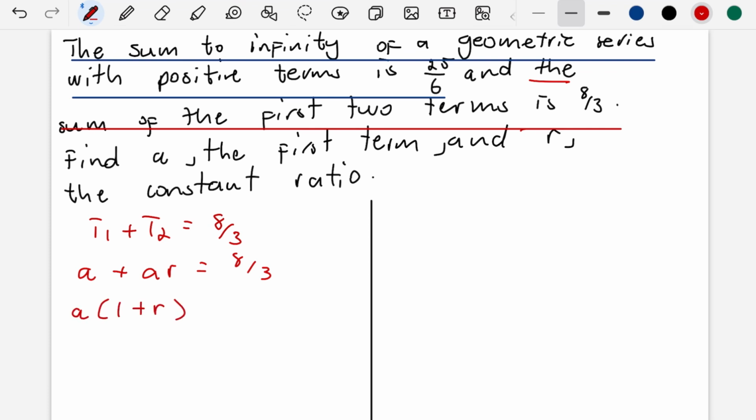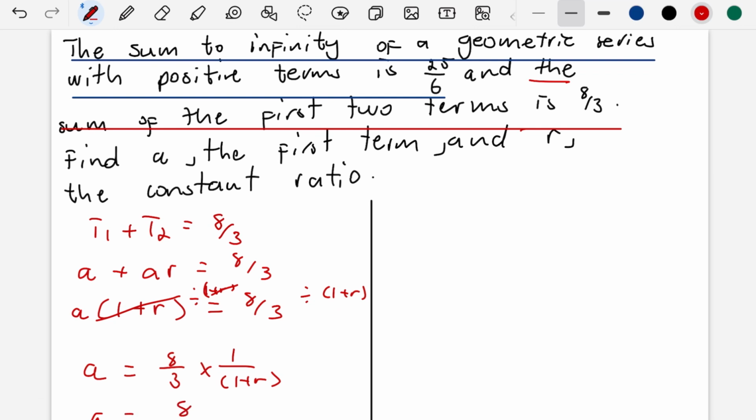Now I can make a the subject of the formula if I just take a as a common factor here. In brackets, I'll have 1 plus r. Then I can divide both sides of this equation by 1 plus r, so that the 1 plus r disappears, and I'm left with a is equal to 8 over 3 divided by 1 plus r, which is 8 over 3 multiplied by 1 over 1 plus r if you tip and times. In other words, you end up here with a being 8 over 3 into 1 plus r. I actually just want to leave this here and let me call it equation 1.